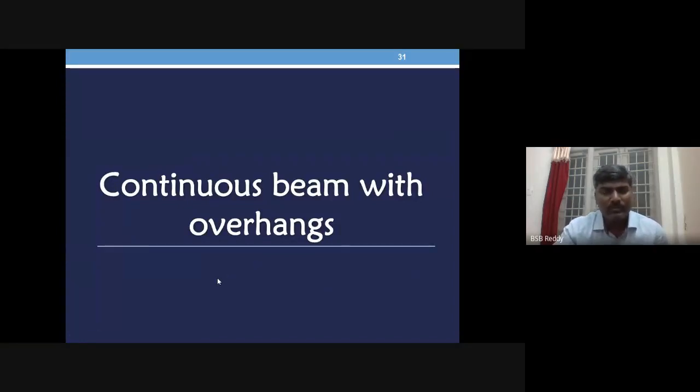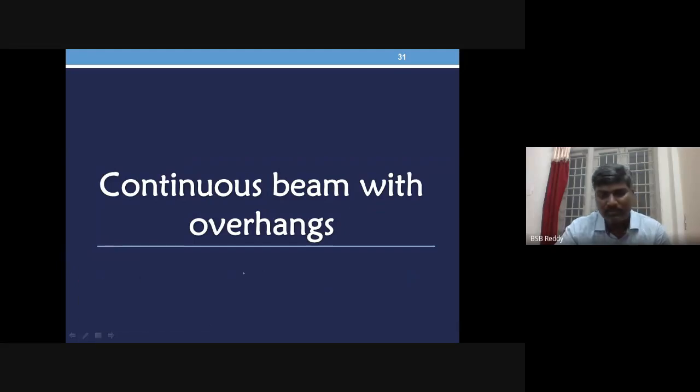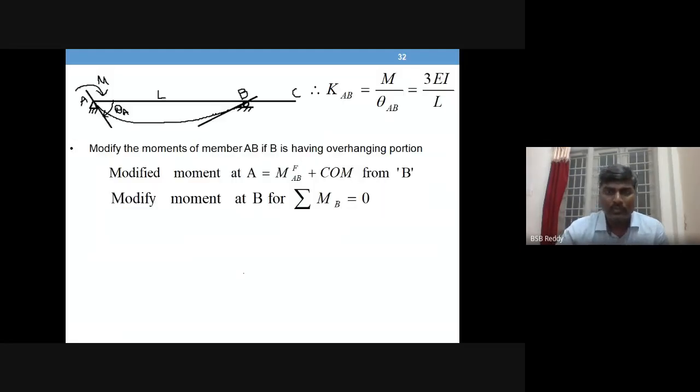Good morning, dear students. This session we will talk about continuous beams with overhangs, which will be solved by Kani's method. So let us see the possible changes in the procedure first. Then we will go for an example. Unlike the hinge end, we will have similar changes here also.